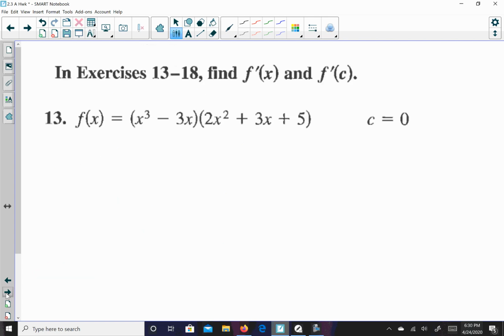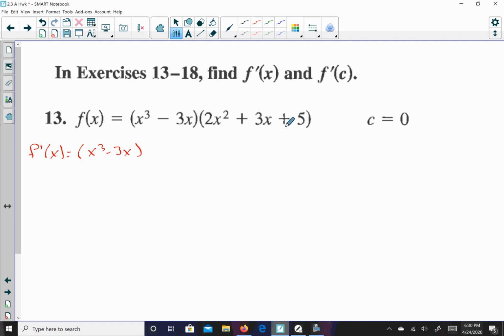Number 13, they want you to find the derivative of f of x. So I'm going to find the formula for the derivative, and then they want me to find the derivative at a certain point. So 13, since I'm multiplying, I'm going to have to do the product rule. And then I'm going to substitute in 0 once I find my derivative. So finding the derivative of f of x, I am going to leave the first one alone.